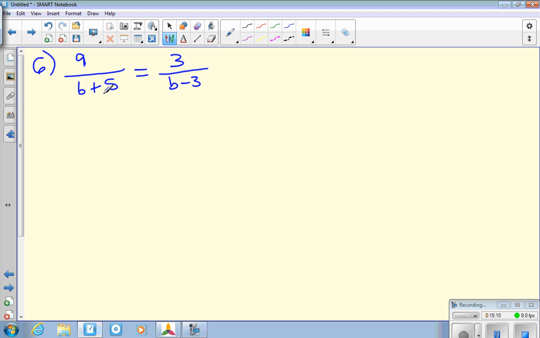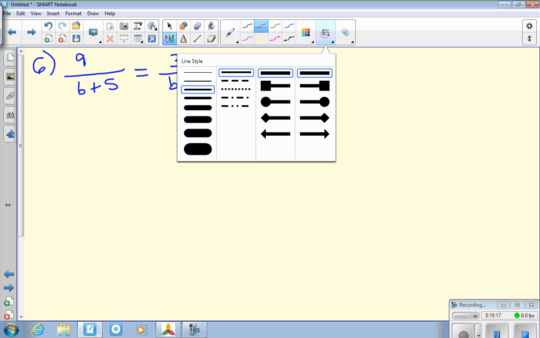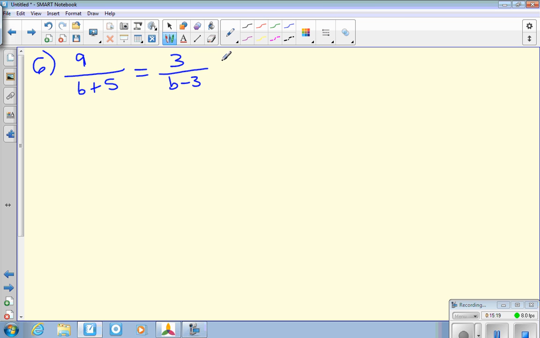So if you notice, this is a type of problem where you can just cross multiply. But to be more general, I'm going to multiply both sides to get the same denominator. So because this side does not have a b plus 5, I'm going to multiply the top and the bottom by b plus 5. And then on the left-hand side, I don't see a b minus 3. So I have to multiply this side by b minus 3.